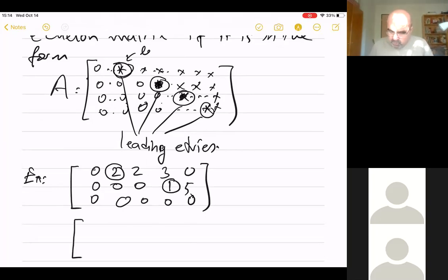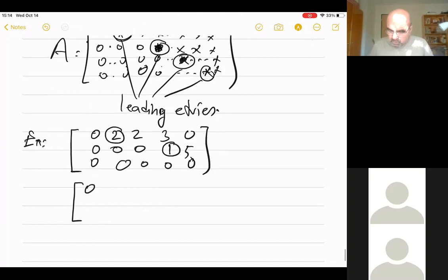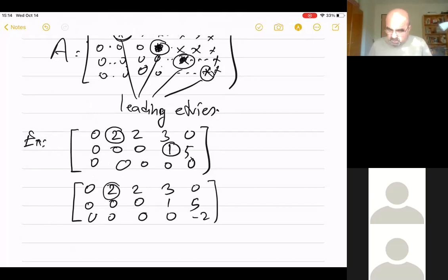Or you may have, of course, like this: 0, 2, 2, 3, 0, 0, 0, 0, 1, 5, 0, 0, 0, 0, let's say -2. This is also an echelon matrix, and the leading entries are 2, 1, and -2. So these are the leading entries of the echelon matrix.